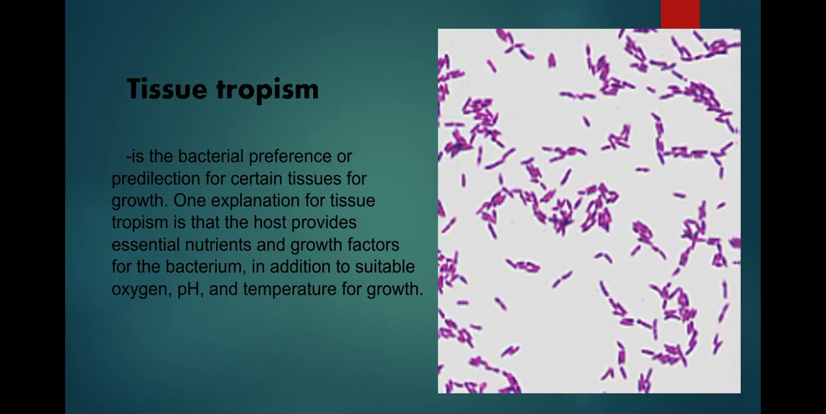The second one is the tissue tropism. Tissue tropism is the bacterial preference or predilection of certain tissues for growth. One explanation for tissue tropism is that the host provides essential nutrients and growth factors for the bacterium in addition to suitable oxygen, pH, and temperature for growth.